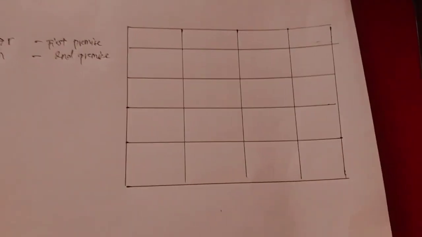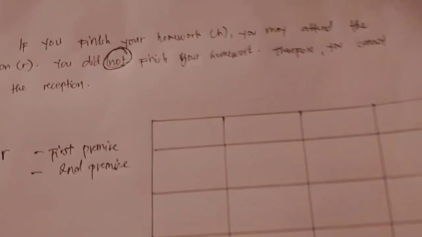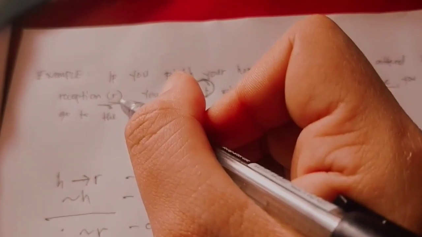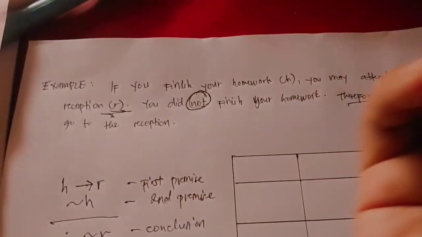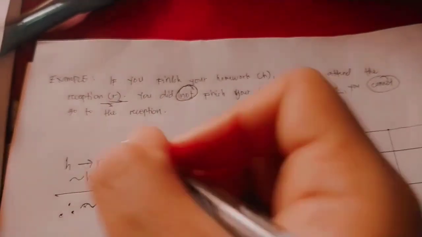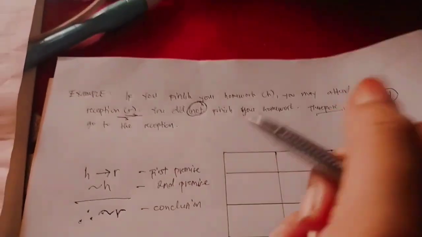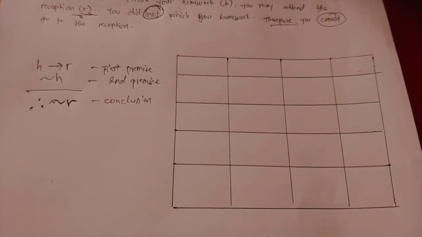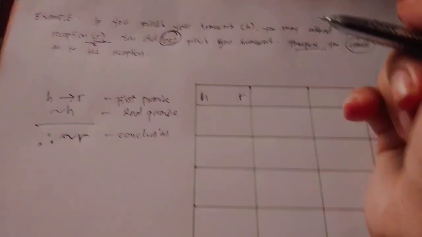For the conclusion, therefore, you cannot go to the reception. Therefore, you cannot. The R here means that we attend the reception. However, it is the negation of R. So, the symbol can be written as this. Therefore, not R. This is the conclusion. Let's consider how many simple statements we have. We have two, the H and the R.